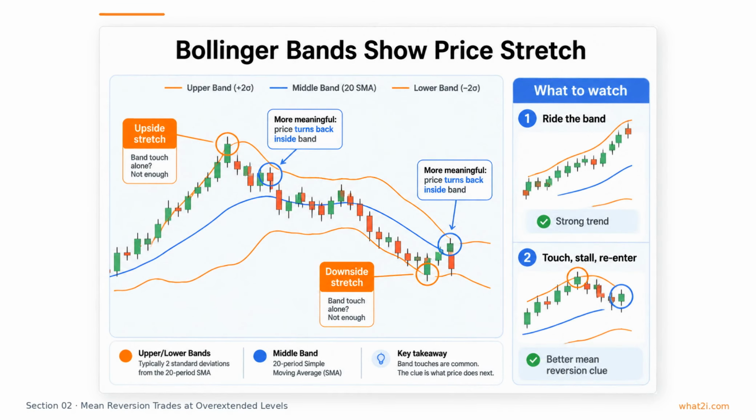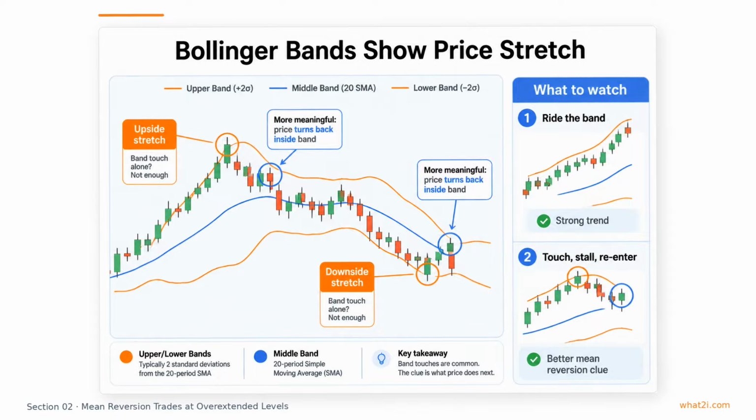Bollinger Bands offer another way to judge price stretch. When price pushes into the upper band, it can signal that the recent rally has become extended, and when it reaches the lower band, the decline may be stretched on the downside. But a band touch by itself is not enough to justify a trade. In a strong trend, price can ride the band for multiple sessions and keep moving in the same direction. What becomes more meaningful is when price touches an outer band, stalls, and then moves back inside the bands. That re-entry often shows the move is losing force. So Bollinger Bands are most useful when they help you frame extremes, not when they replace confirmation.